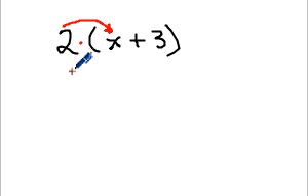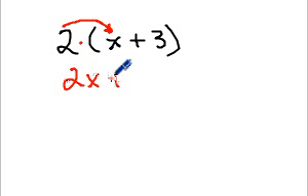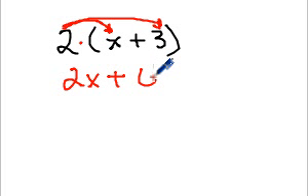So first of all, you will multiply 2 times x. And notice how I put down the symbol for adding. Now I do 2 times 3, and I have 6.